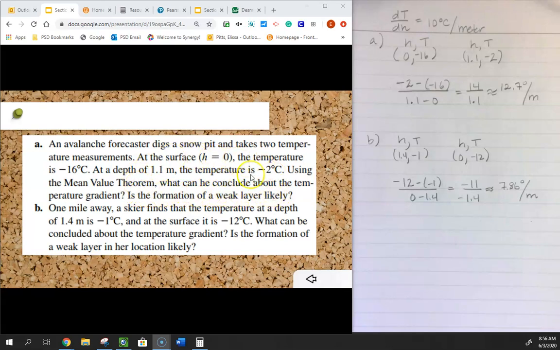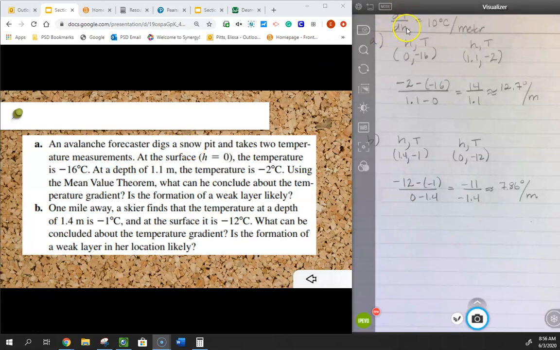And so in these problems, you are looking to find 2 data points. And we want to know if dT/dh will ever get to 10 degrees Celsius per meter. And so I want to find 2 data points of h and T. And so they've given me that information. At h equals 0, the temperature is negative 16. And at h equals 1.1, the temperature is negative 2. So there's our 2 data points. And we're going to find the slope between those 2 points.